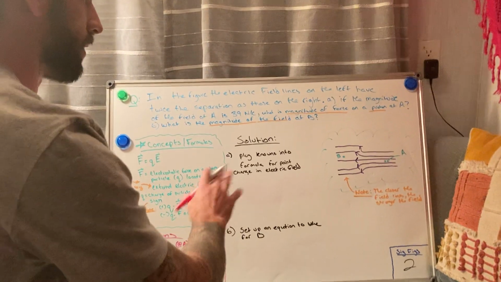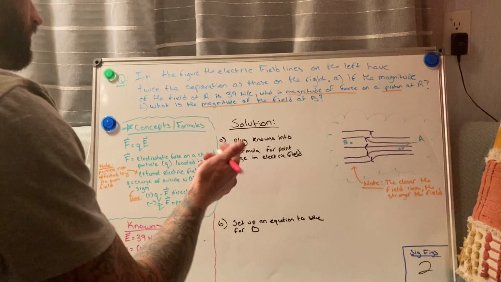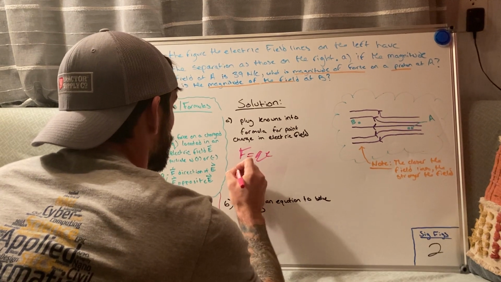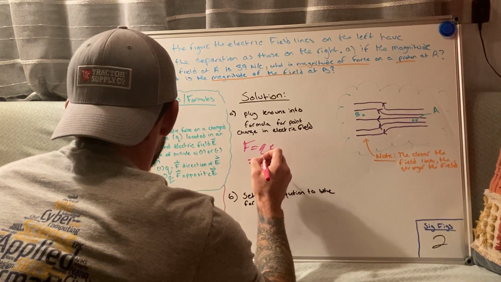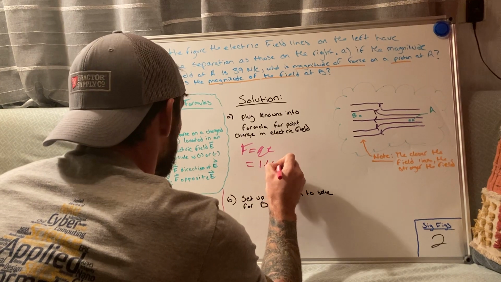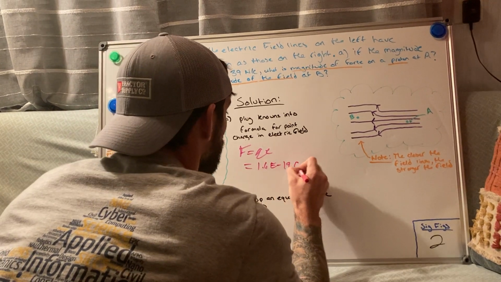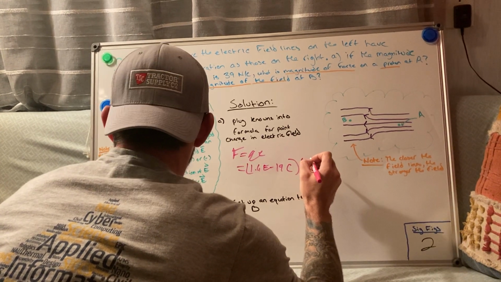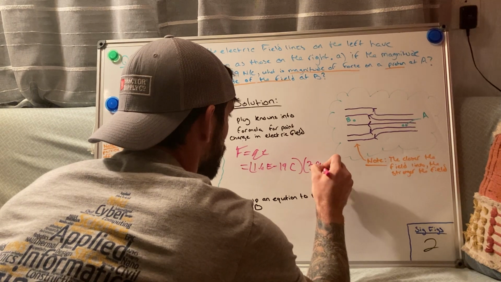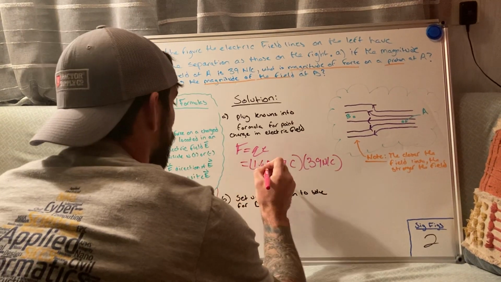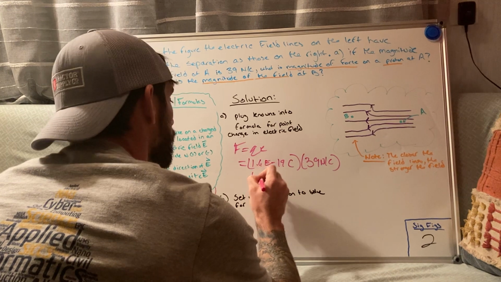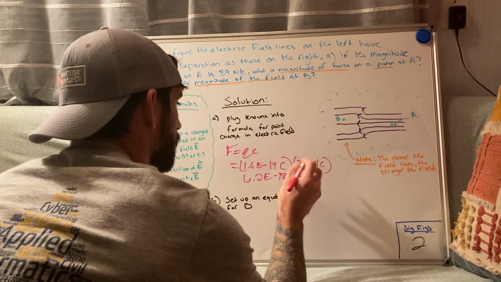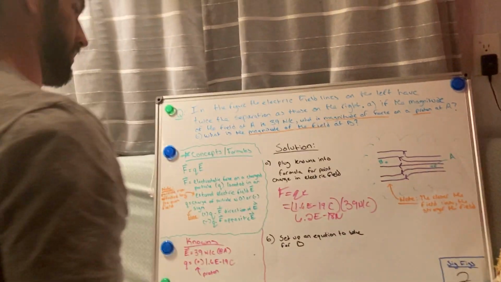It's pretty simple. We just plug our knowns into the formula for a point charge in an electric field and solve. So F equals QE equals Q, 1.6 times 10 to the negative 19th coulombs, that's the elementary charge, times 39 newtons per coulomb for the electric field. Multiplying those together, we get 6.2 times 10 to the negative 18th newtons. And we get newtons because the coulombs cancel out.